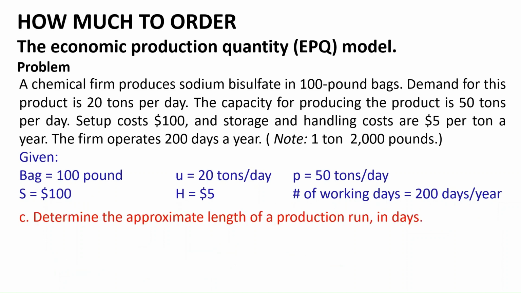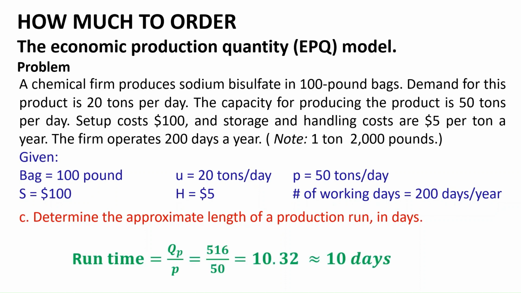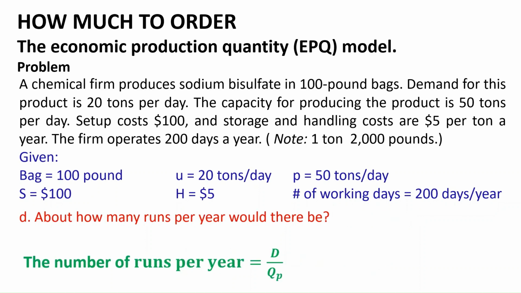The third question is to determine the approximate length of a production run, in days. The length of the production run equals QP divided by P equals 516 divided by 50 equals 10.32, approximately equal to 10 days. The last question is to find the number of runs per year. To determine the number of runs per year, simply divide the demand, D, by the economic production quantity, QP, which is equal to 4,000 divided by 516 equals 7.75, approximately equals 8 runs.